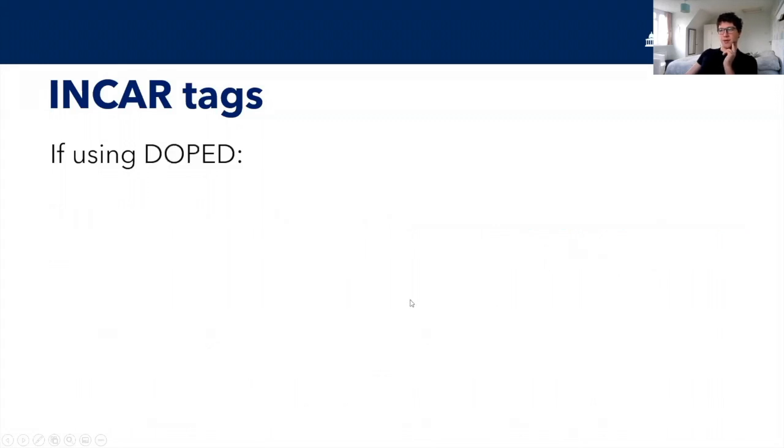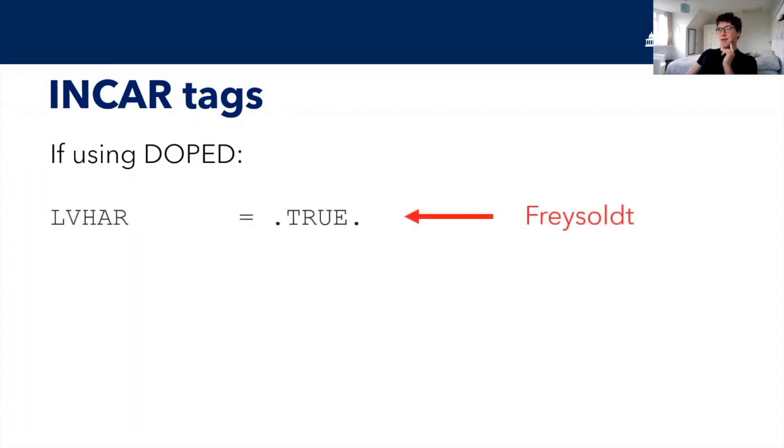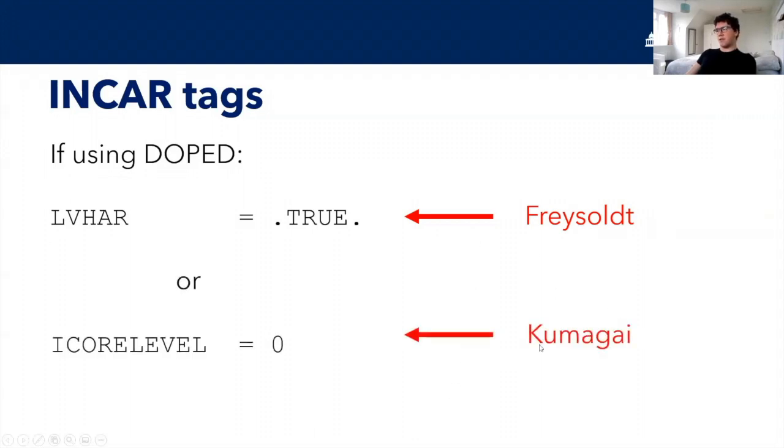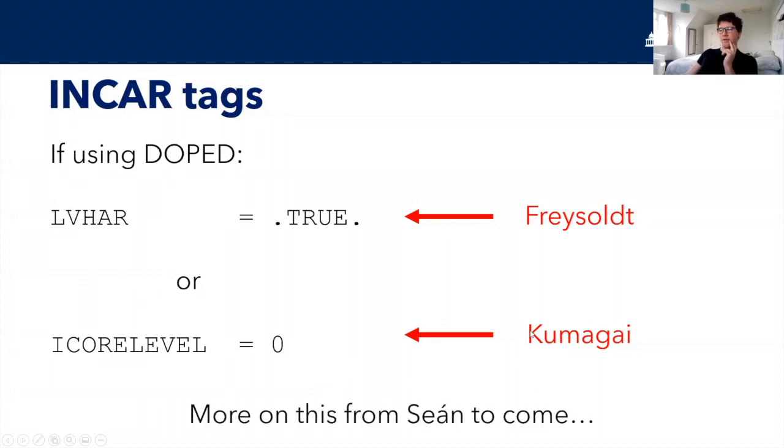If you're using doped, which most people probably will be going forward, then you have some choice. If you want to use one correction scheme called the Freysoldt correction scheme, then the only one of those tags that you need to have on is LVHAR equals true. This creates a LOCPOT file, and all of the post-processing calculations are taken from the LOCPOT file. And if you're using the Kumagai correction scheme, then you want ICORELEVEL equals 0, because all of the post-processing corrections are done from the OUTCAR. And Sean will talk a little bit more about the differences between these in a short while.